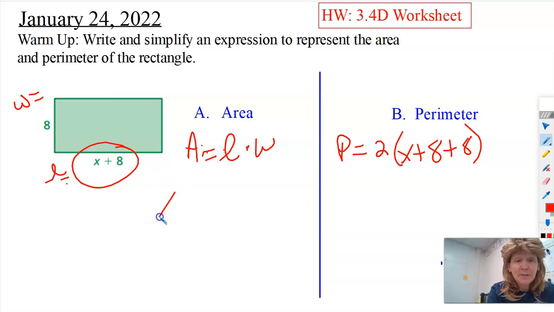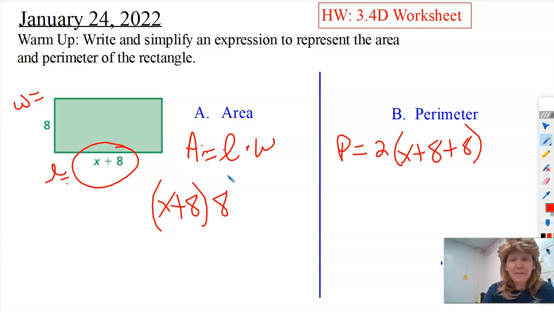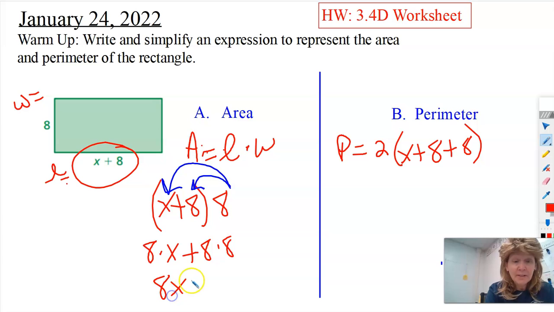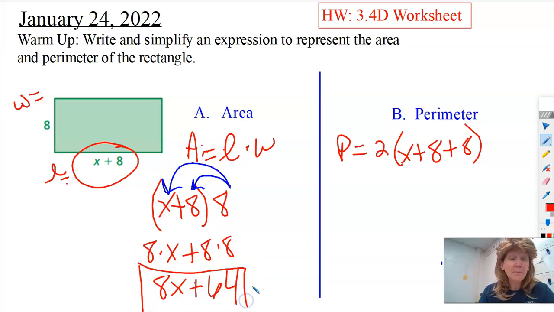Okay, so I'm going to do the x plus 8 as the length and multiply by the width. If you put the 8 on the left-hand side, totally fine. Sometimes I like to switch it up. I'm multiplying the outside by the in. The 8 gets distributed to all of the numbers inside. 8 dot x means 8 times x, plus 8 dot 8 means 8 times 8. So this simplifies to 8x plus 64. That is the simplified expression.